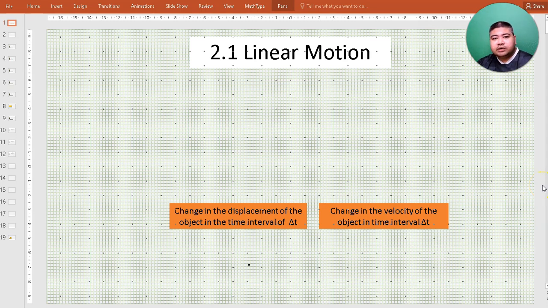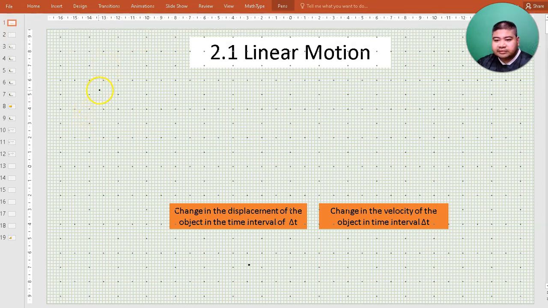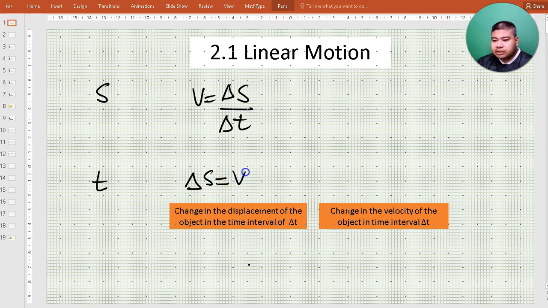In this video, we are going to look at the first subtopic in chapter 2, linear motion. The most basic quantity that we can measure in linear motion is displacement and time. From the displacement and time, we can derive another quantity, which is the velocity. Velocity is the change in the displacement over change in time. So the equation can be rewritten as the change in the displacement is equals to the velocity times the change in time.